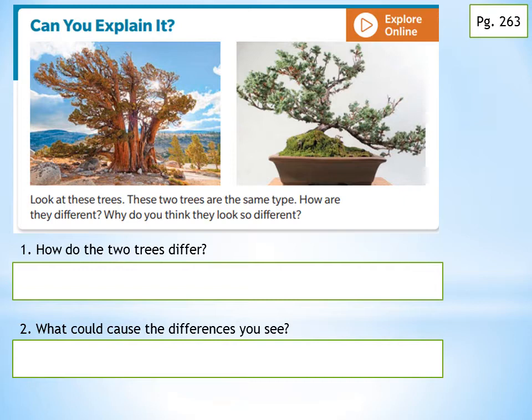You will also have another opportunity to answer the same questions at the end of this lesson. I just want you to think about the questions, write your answers, and don't worry about the right answers. Okay, number 1, how do the trees differ? Yes, maybe the tree in the first picture is bigger than the tree in the second picture. What could cause the differences you see? Yes, maybe they are not getting the same amount of light and water. As I told you, we will revisit these questions at the end of the lesson.